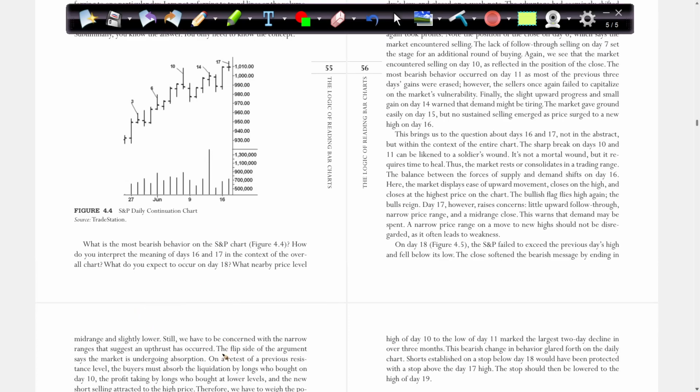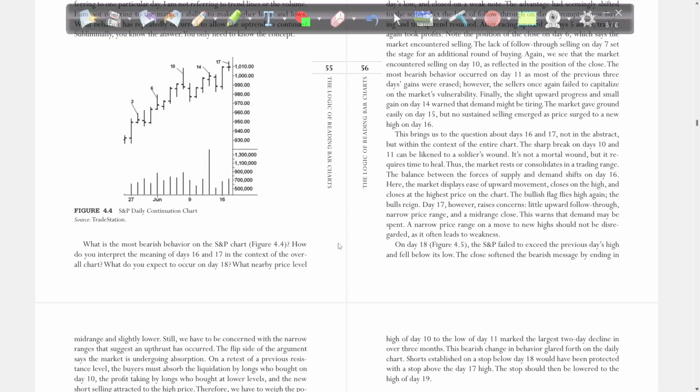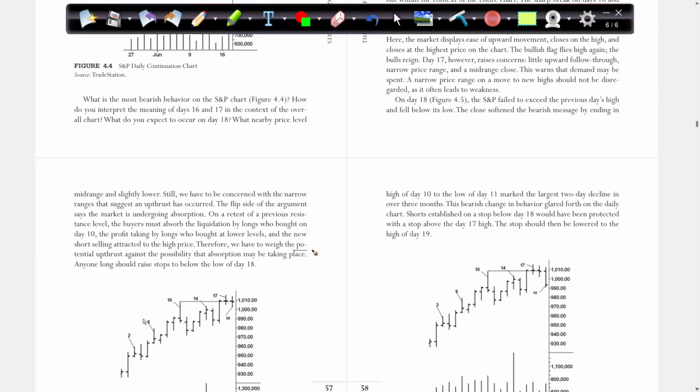The flip side of the argument says the market is undergoing absorption. On a retest of a previous resistance level, the buyers must absorb the liquidation by longs who bought on day 10, the profit taking by longs who bought at lower levels, and the new short selling attracted to the high price. Therefore, we have to wait. We have to weigh the potential upthrust against the possibility that absorption may be taking place. Anyone long should raise stops to below the low of day 18.